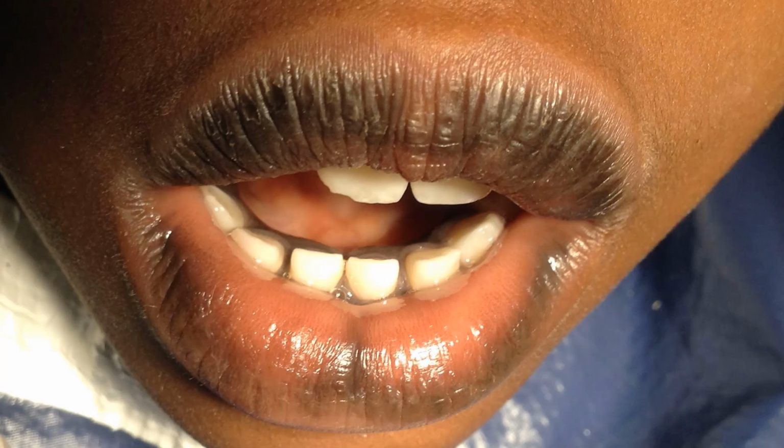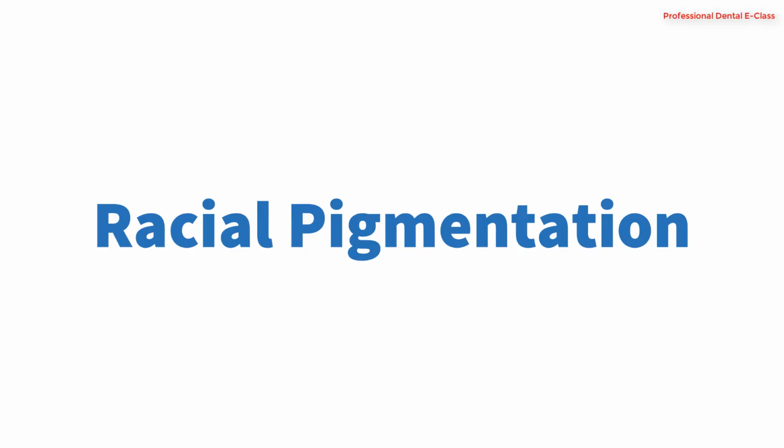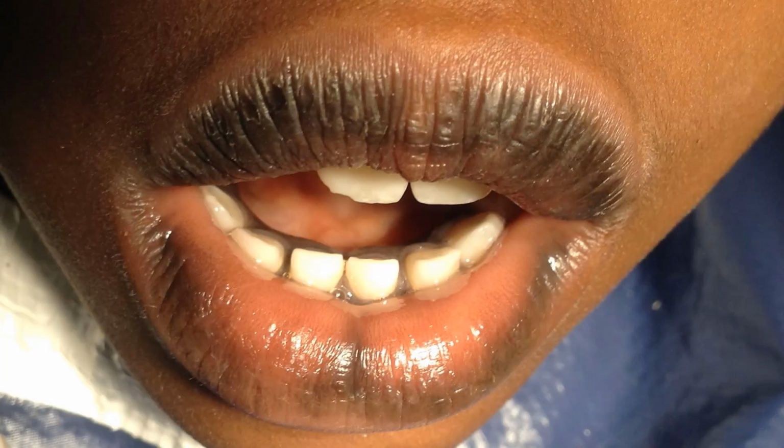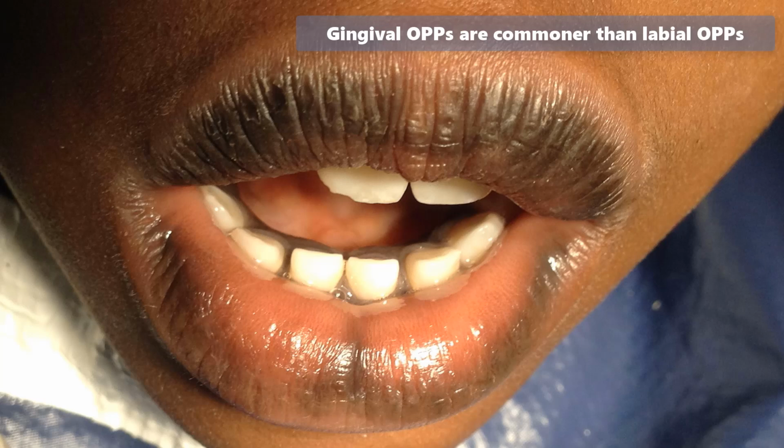Here is one case involving the lips and gingivae in a young West African boy of pre-pubertal age. Although I have shown you two cases of lip involvement, that is this one here and then now this one, overall lip OPPs are not as common as gingival OPPs. In fact, pigmentation of the gingivae is the most common form of oral physiologic pigmentation.